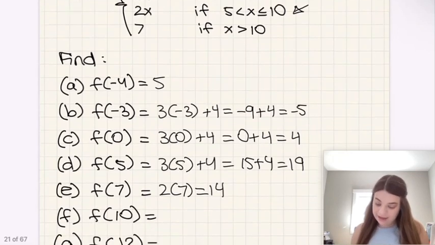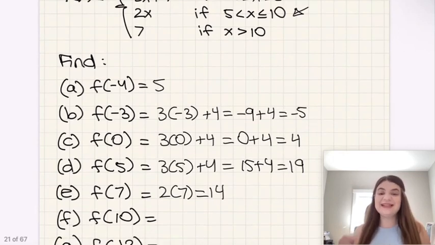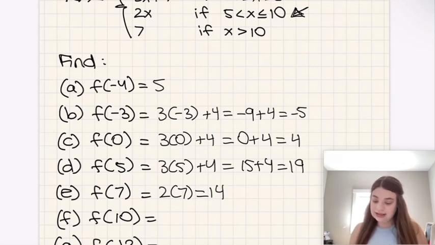Then we have f of 10. So f of exactly 10 would fall into this category here still, right? Because as long as x is greater than 5, but less than or equal to 10, it falls into the category 3. So this is going to be 2 times 10, right? We're using the 2x equation, which is 20.